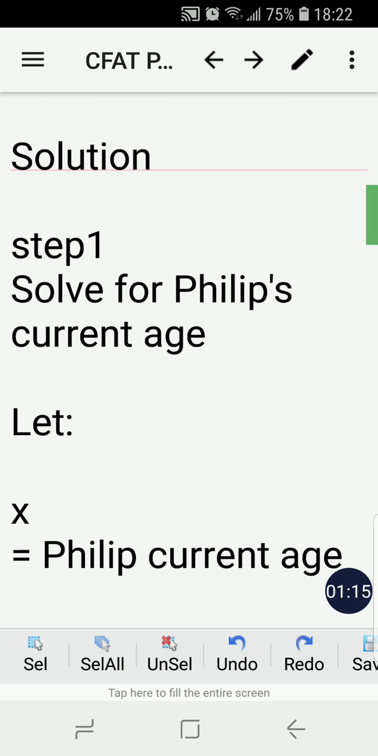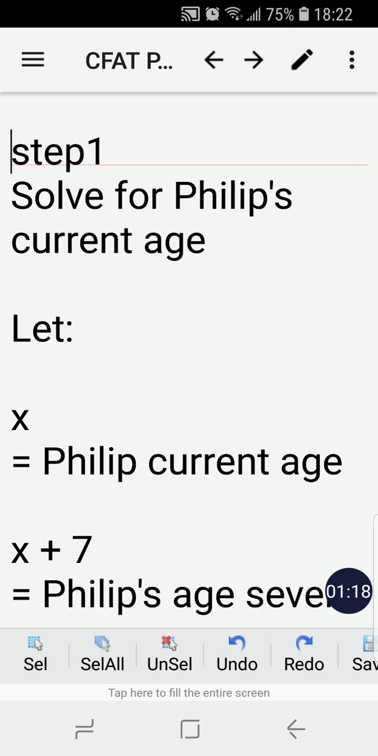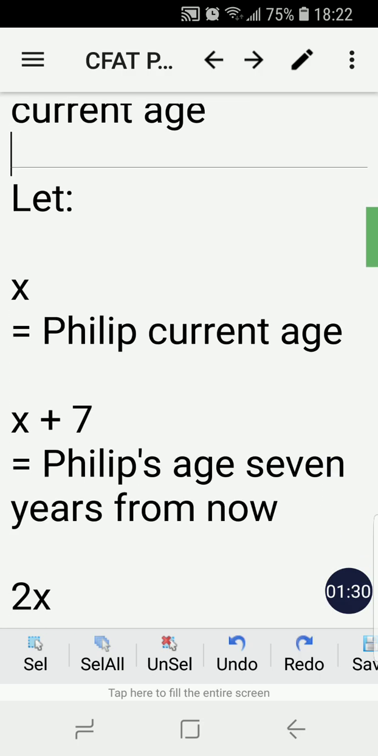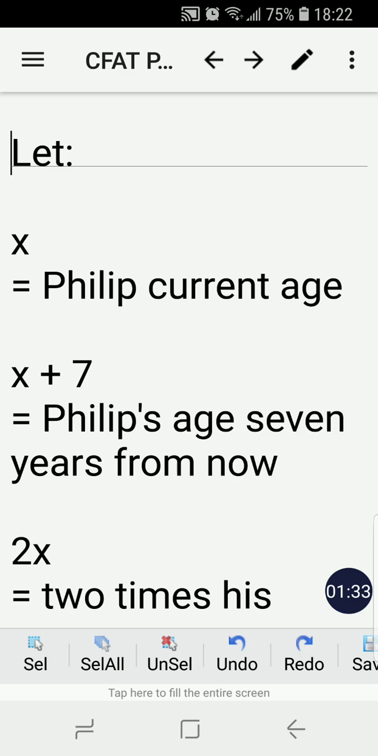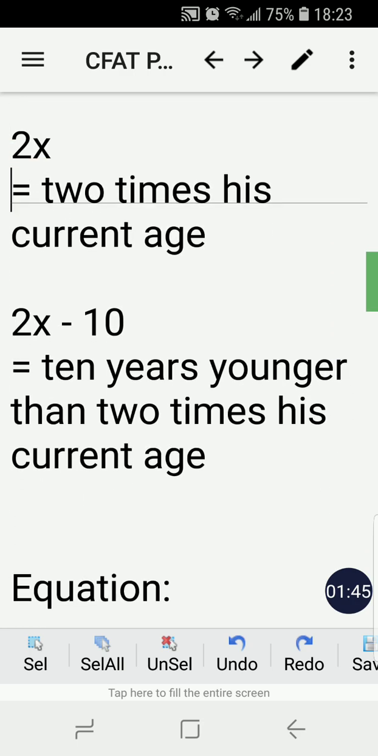Solution. I'll solve this problem in 2 steps. The first step is to solve for Philip's current age. We let x be Philip's current age. And x plus 7 is Philip's age 7 years from now. 2x is 2 times his current age. And 2x minus 10 is 10 years younger than 2 times his current age.